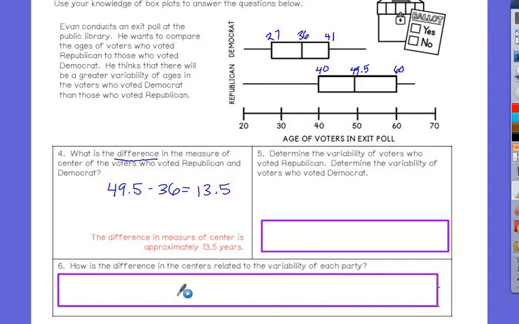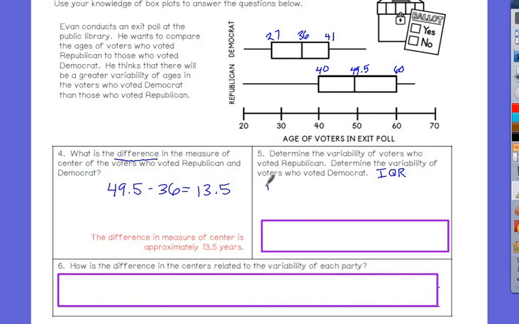Number 5 says, determine the variability of voters who voted Republican. Determine the variability of voters who voted Democrat. Variability is when they ask for the IQR. What does IQR stand for? Interquartile range. Okay, and that's subtracting your Q3 minus your Q1.